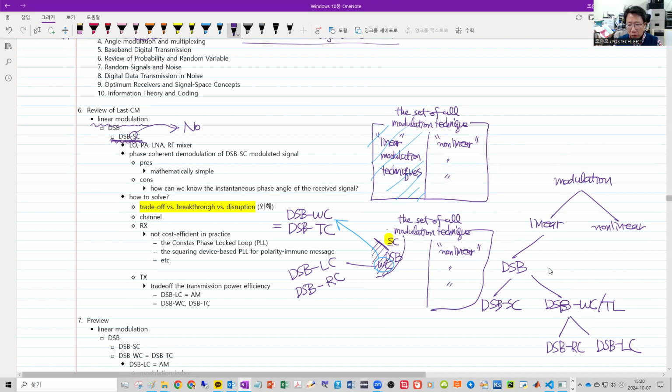Anyway, I hope you have the idea now. So far, we focused on this one, double sideband suppressed carrier modulation. And what did we learn?